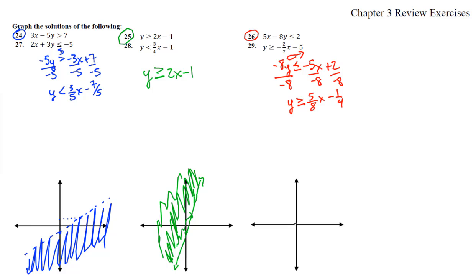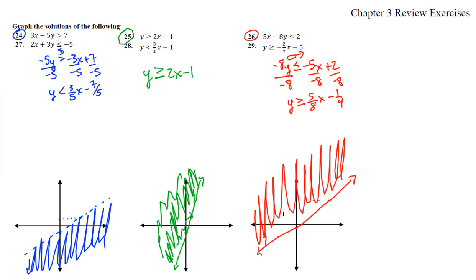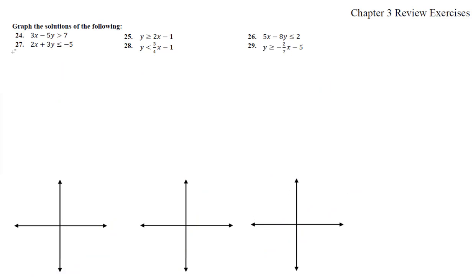So minus 1/4 right here, and then 5/8. 1, 2, 3, 4, 5. 1, 2, 3, 4, 5, 6, 7, 8. Looks about right there. Now the border equals too means that this is a solid line. It means that y equals 5/8 x minus 1/4 is part of the answer. And then we look and say y is greater than. So that means the y's above this line work. So we are graphing vertically above it. Excellent. Let's clear these guys off and do the next three.